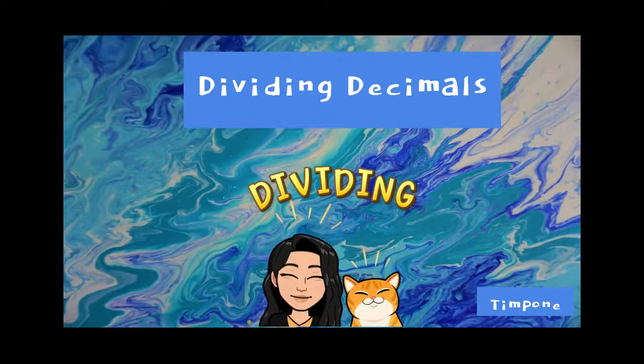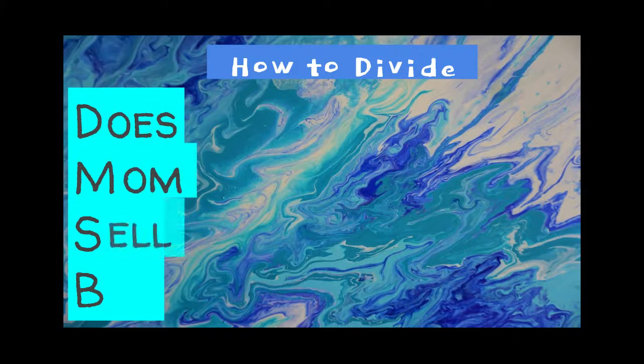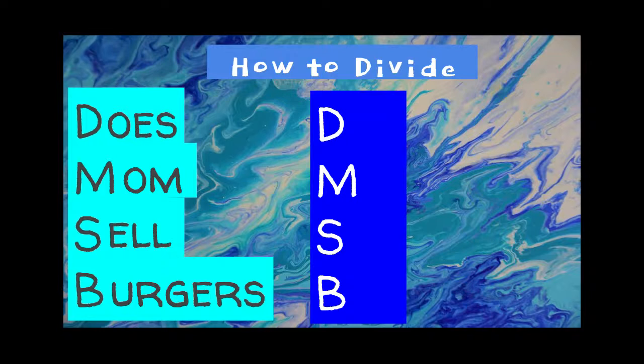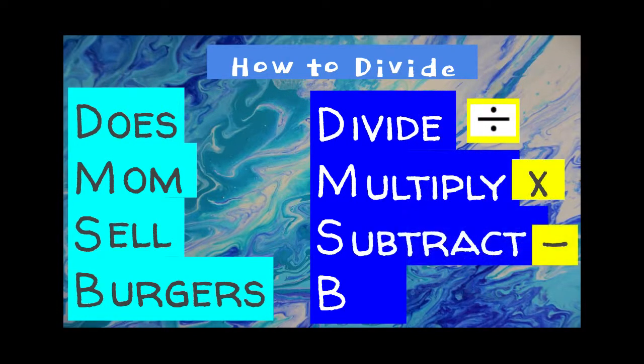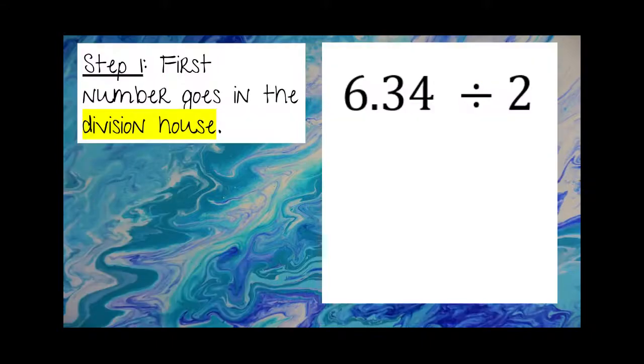All right, guys, let's divide decimals. So how to divide? I like to use DMSB, and I like to remember it as Does Mom Sell Burgers? Now, that has to do with math because the DMSB really means divide, multiply, subtract, and bring down. Those are all the steps that we're going to be using today for division.